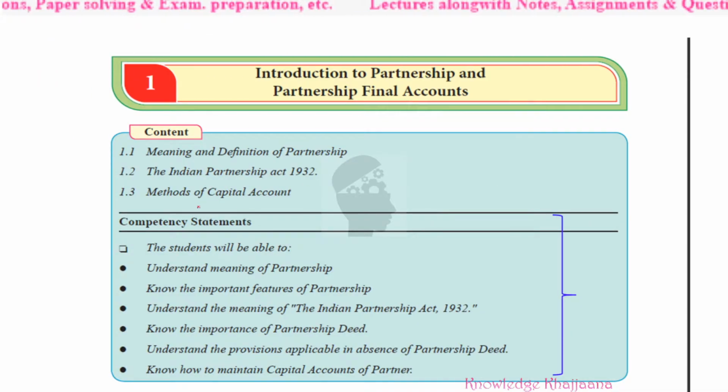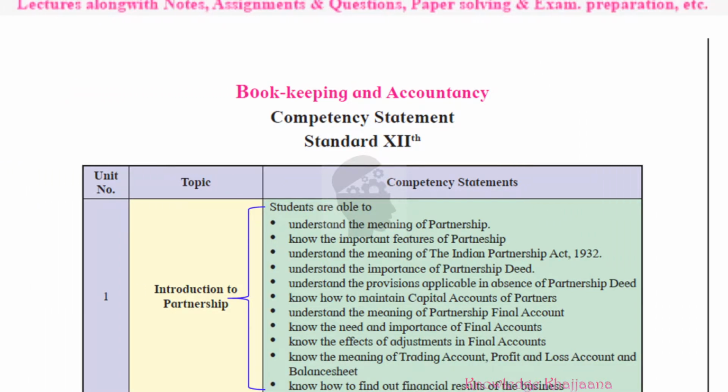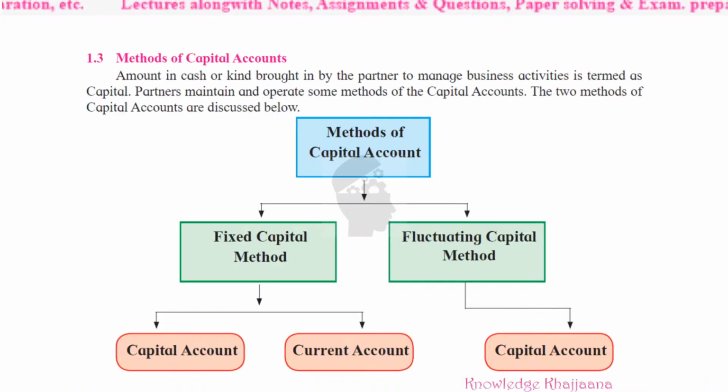So far we have completed all these competency statements which have been stated by the board. Currently we are on the last competency statement, that is how to find out the financial results of the business, that is, how to find out the trading account, profit and loss account and balance sheet. That is called the financial results of the partnership business. These are the different methods of maintaining the capital accounts of the partners when the business is a partnership business, either by fixed capital method or by fluctuating capital method.